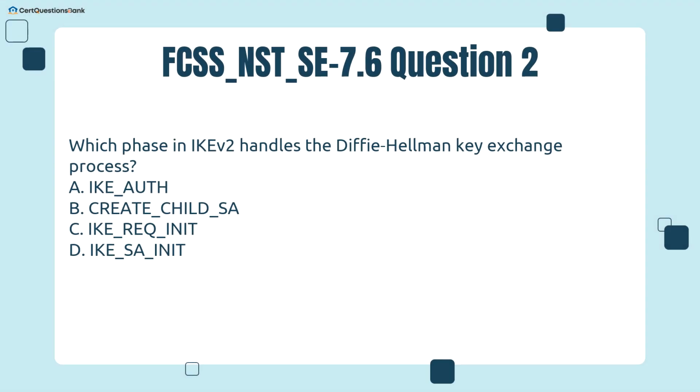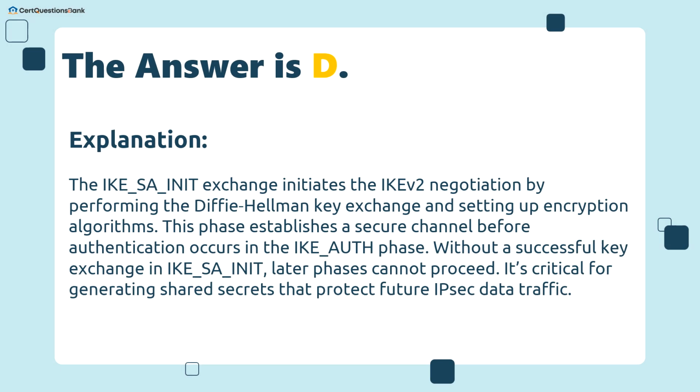Which phase in IKEv2 handles the Diffie-Hellman key exchange process? A. IKE_auth. B. create_child_sa. C. IKE_req_init. D. IKE_sa_init. The answer is D.